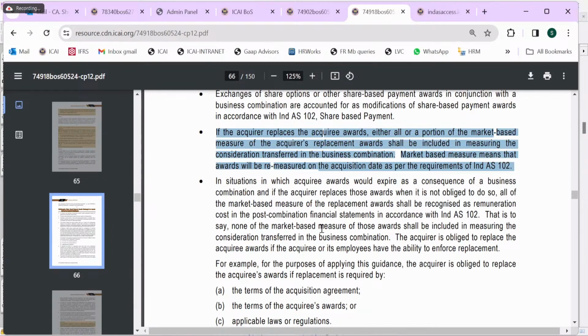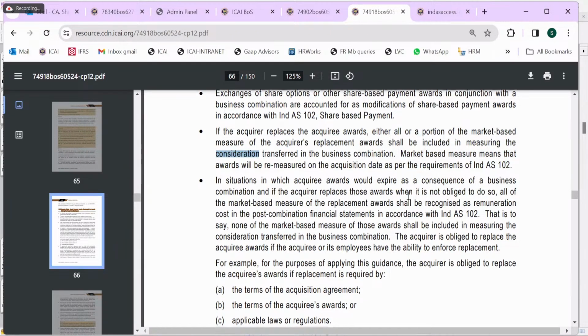Okay. So again, I'm reading this particular bullet. If the acquirer replaces the acquiree awards, either all or a portion of the market-based measure of the acquirer's replacement award shall be included in measuring the consideration. Consideration here means purchase consideration transferred in the business combination. Market-based measure means that awards will be remeasured on the acquisition date as per the requirements of Ind AS 102.